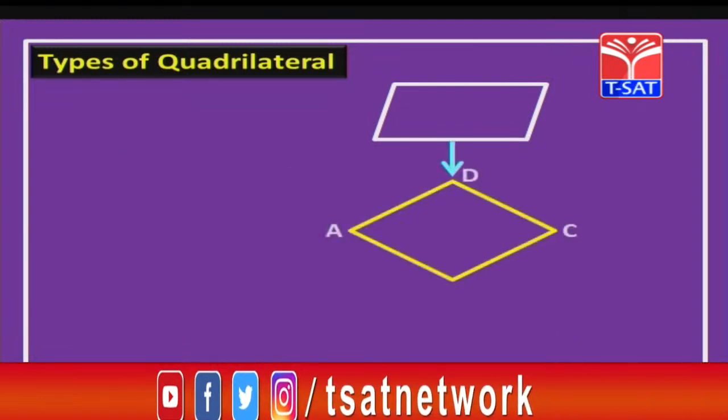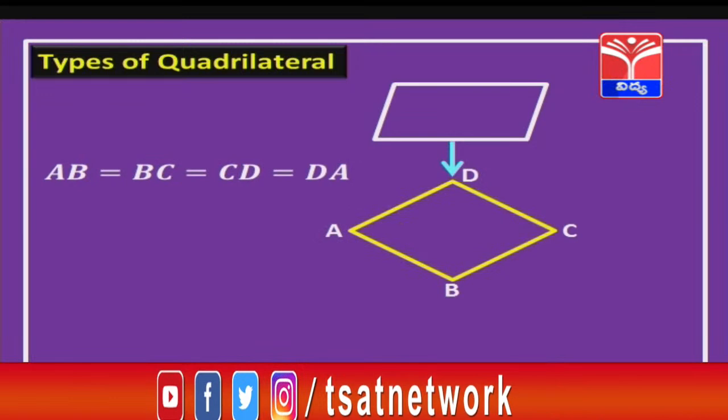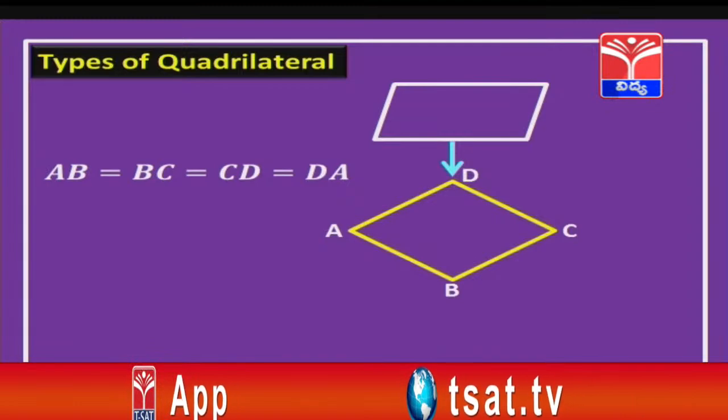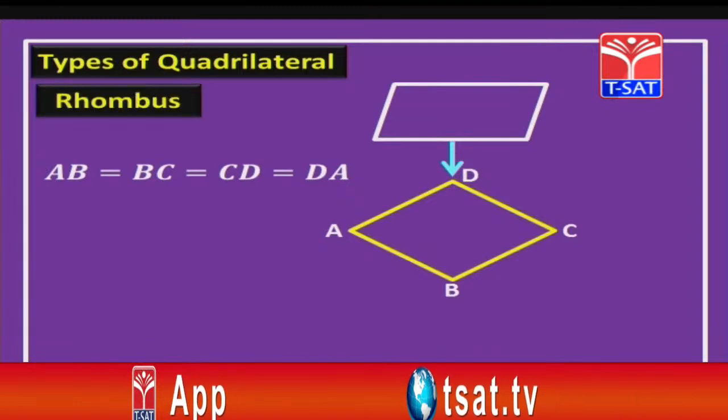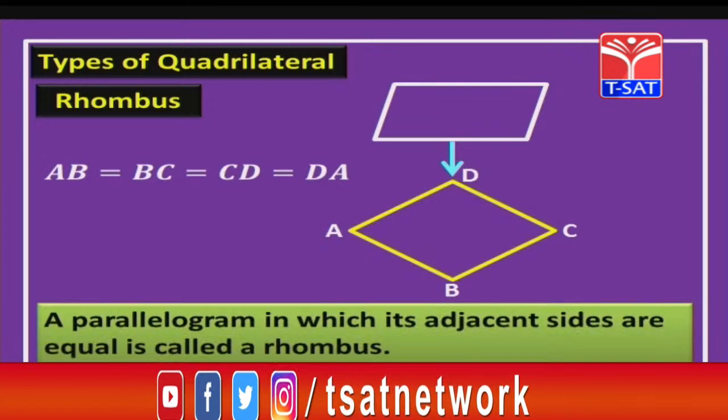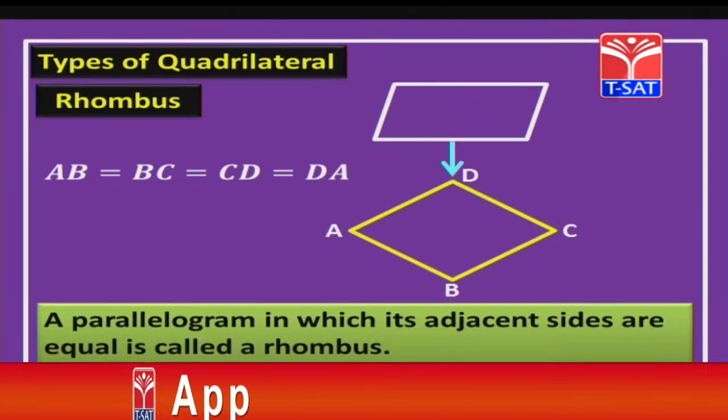Let us consider a quadrilateral ABCD in which all the sides are equal, that is AB equal to BC equal to CD equal to DA. Now, such type of parallelogram is called a rhombus. So, how do we define rhombus, children? A parallelogram in which its adjacent sides are equal is called a rhombus.